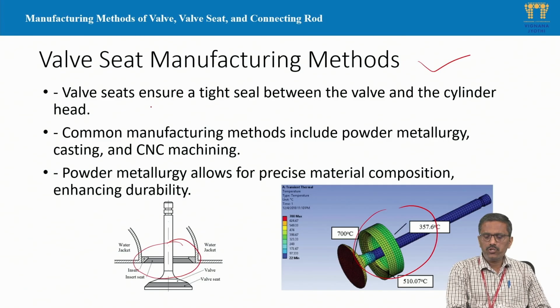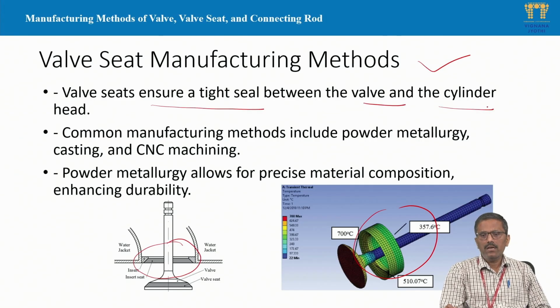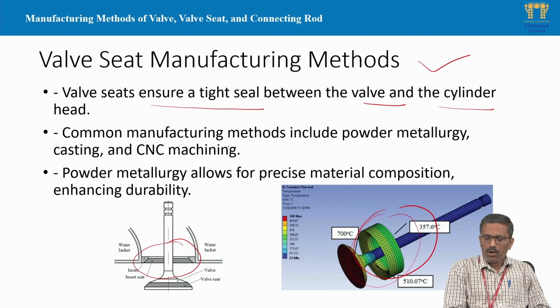The valve seat ensures a tight seal between the valve and the cylinder head, so that unnecessary leakage of gases may be avoided through the inlet valve or exhaust valve. To avoid that, a seat is required, and this is a seat that is inserted in the engine valve entry place. The common methods for manufacturing the valve seat are powder metallurgy, which we discussed in the last session, and casting and CNC machining.